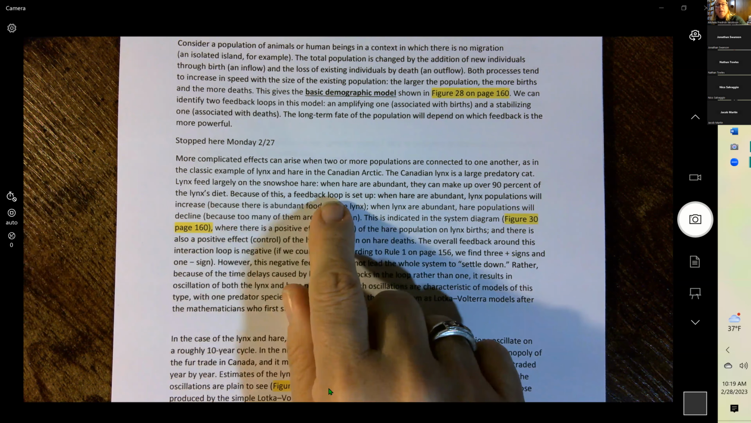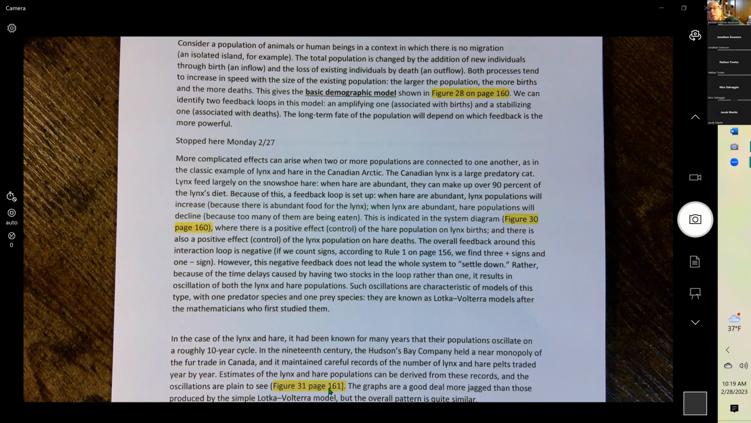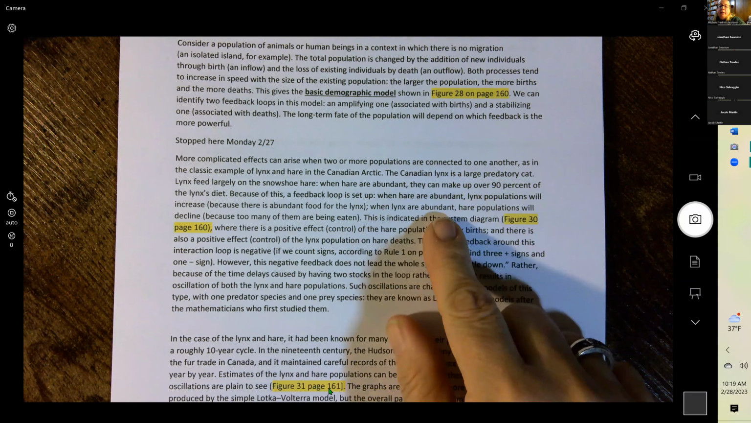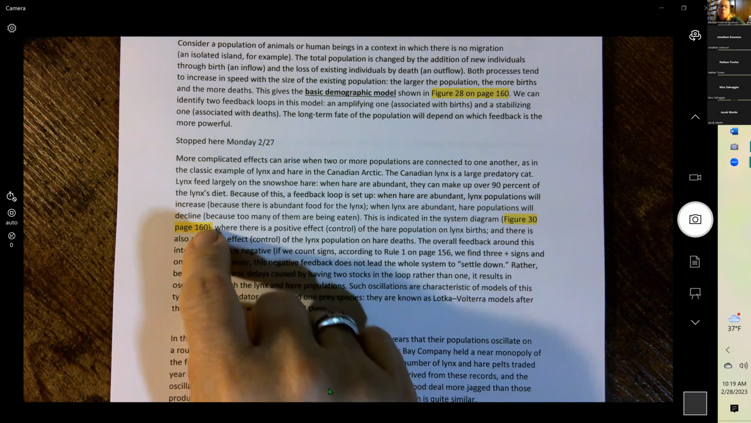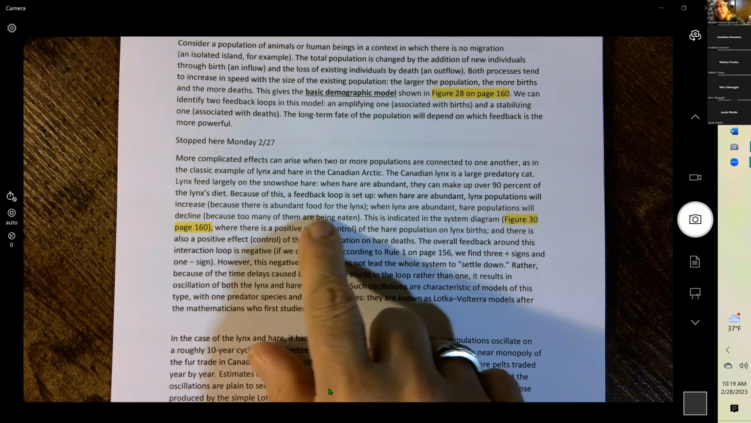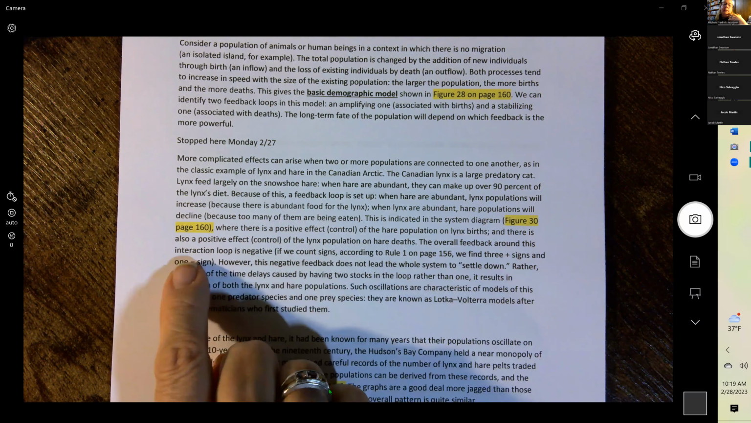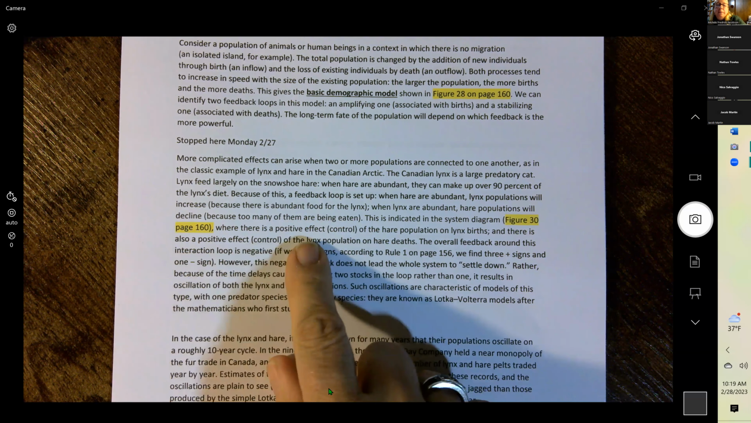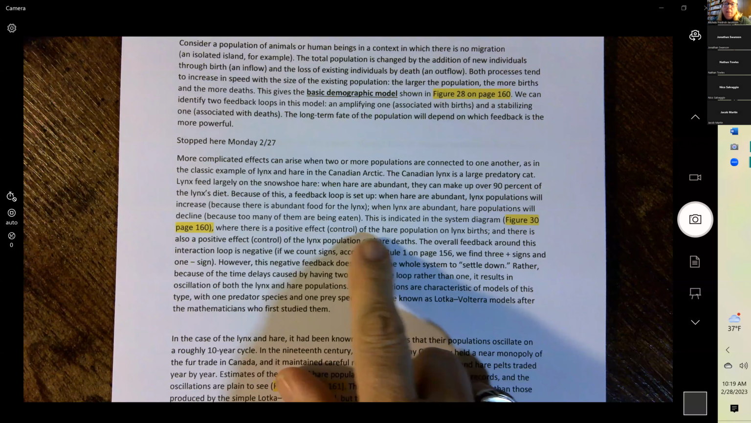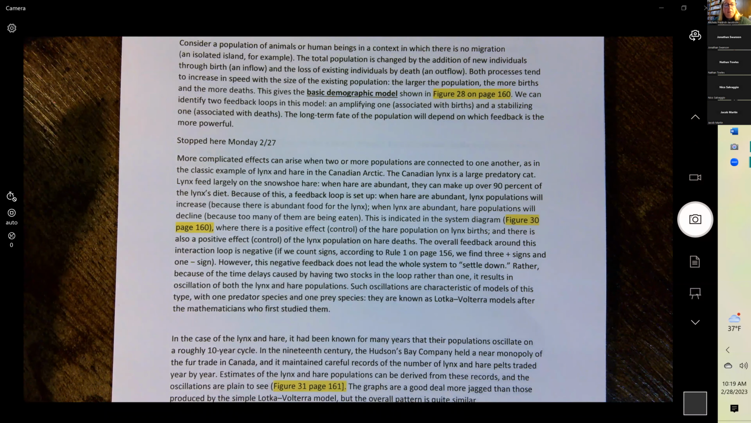Because of this, a feedback loop is set up. When the hare are abundant, lynx populations grow. When lynx are abundant, hare populations decline because too many of them are being eaten. This is indicated on figure 30, page 160, where there's a positive effect control on the hare. Which was it, 160? We'll just bring it up on here.